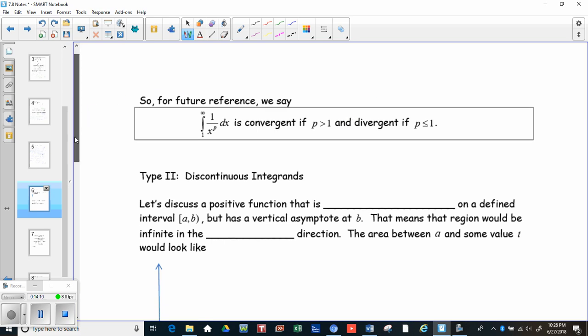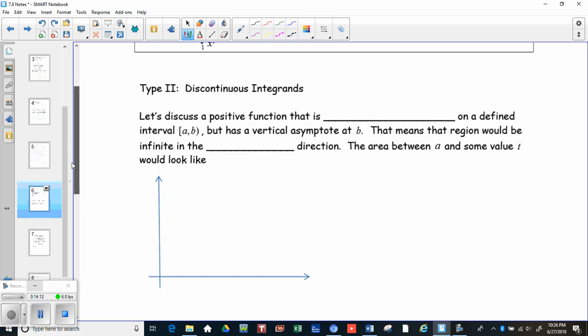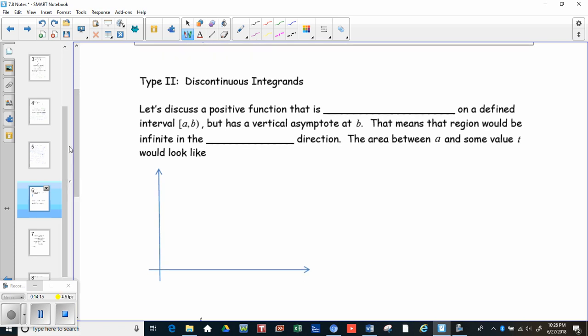The second type is discontinuous integrands. Well, what the heck does that mean? So the first thing is, let's discuss a positive function that's continuous on a defined interval from a to b. However, look at b. B does not include its endpoint, and it has a vertical asymptote there. So let's take a look at what that actually means.